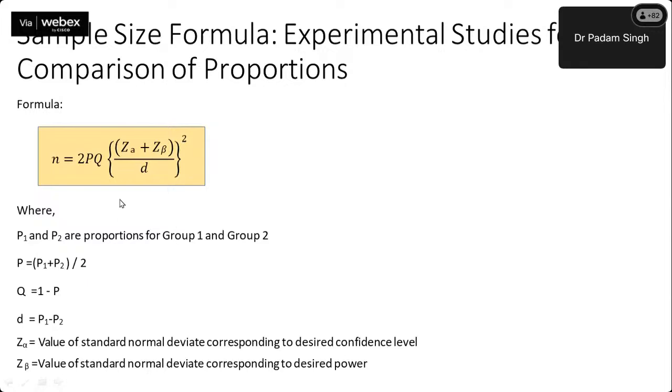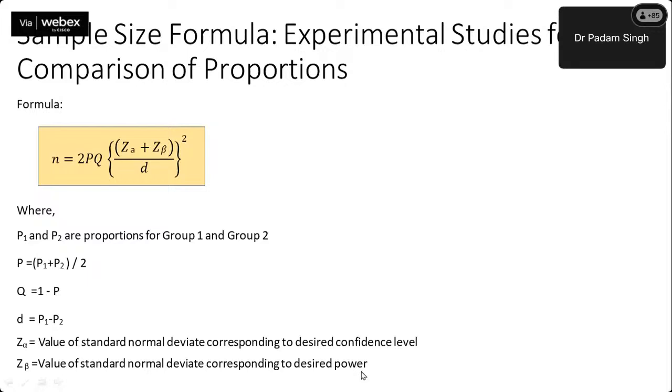And please see what these notations mean. We will have P1 and P2, the proportion for the experimental group and the proportion for the control group. The average of these two is P. Q is the complement of P, that is, 1 minus P is Q. D is the difference of P1 and P2. And Z alpha and Z beta are the values from the normal distribution corresponding to the desired confidence level and desired power. Now these are the built-in assumptions.